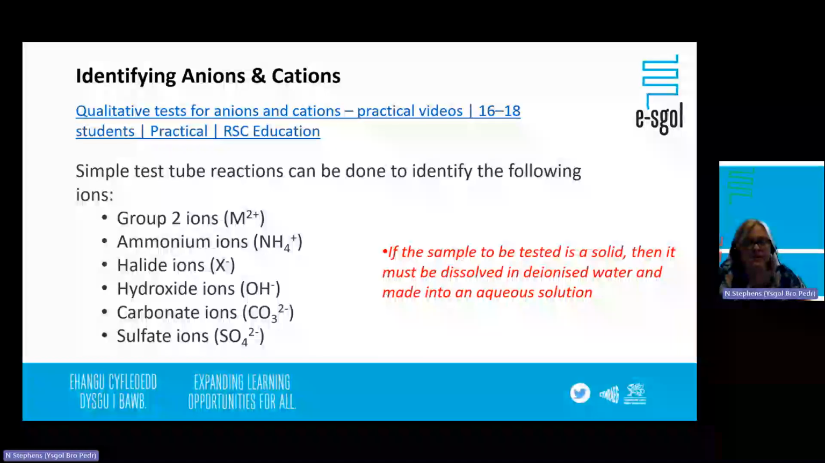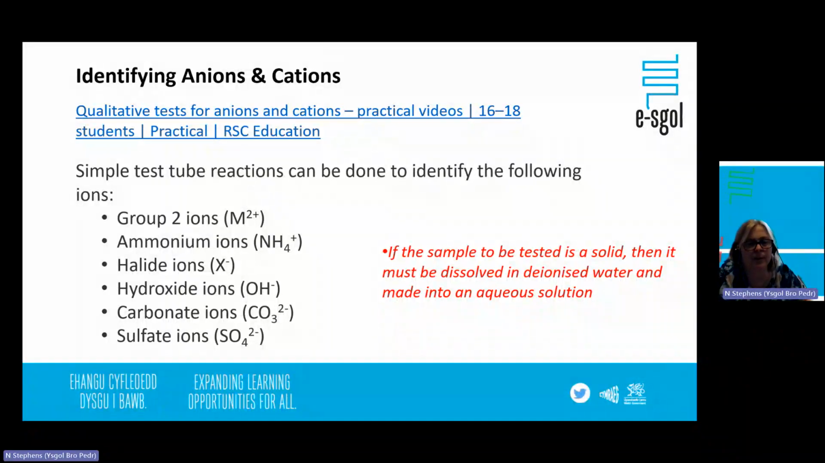So if the sample to be tested, don't forget though, is a solid, then you must be aware that it needs to be dissolved in deionized water and made into an aqueous solution initially. If it's insoluble in water, then there are other solvents available, but the suggestion tends to be: try dissolving it into an aqueous solution first.